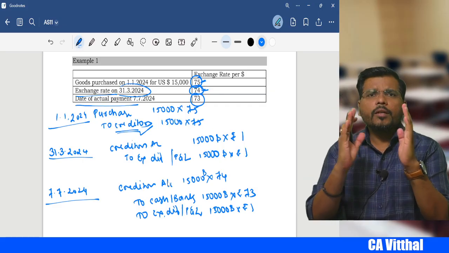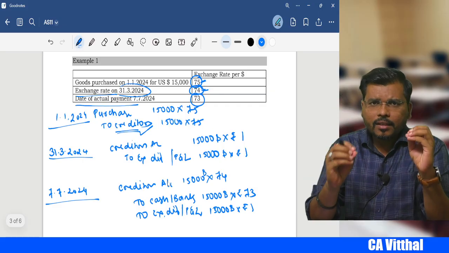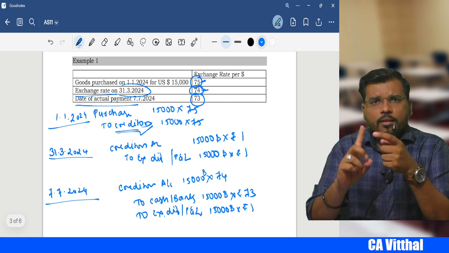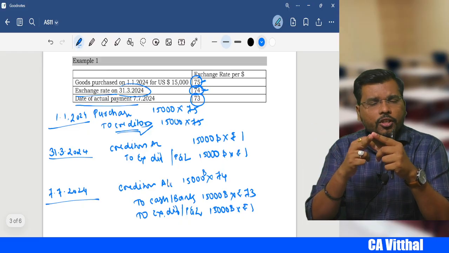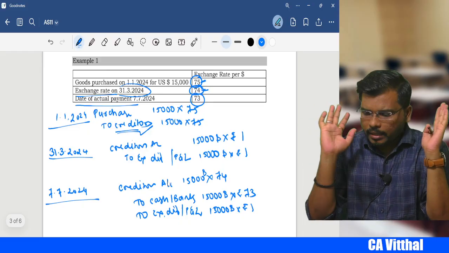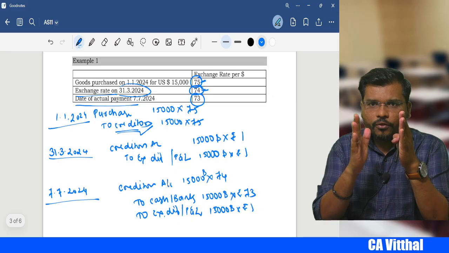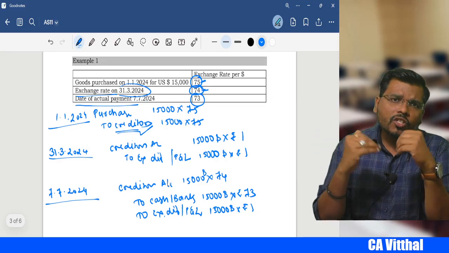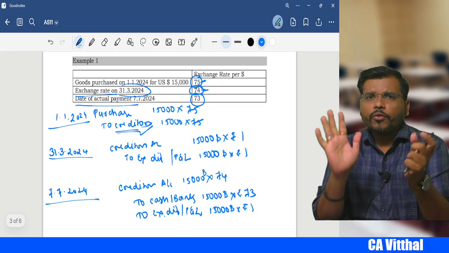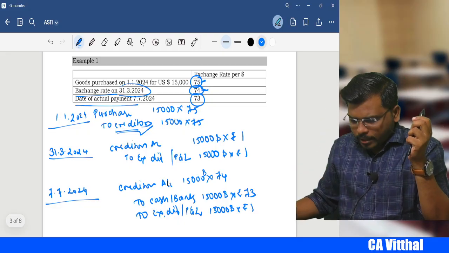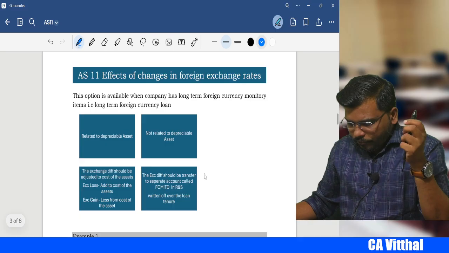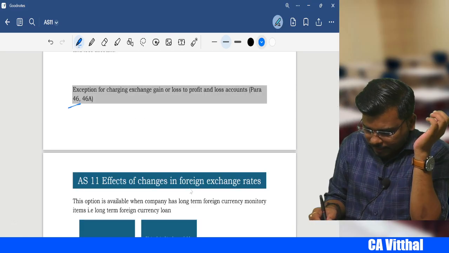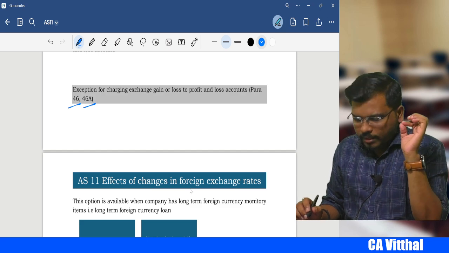So always remember, whenever there is a foreign currency transaction, three things we have to remember. Number one, initial recognition, subsequent recognition on the balance sheet date, and settlement date. Is that clear? And when you subsequently recognize, you may get some exchange difference. That exchange difference has to be transferred to profit and loss account, right? But there is one exception. So what is that exception, sir? The exception is given in para 46 and 46A.